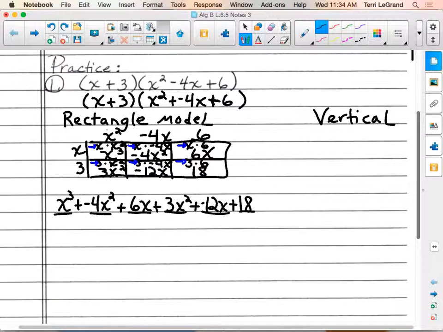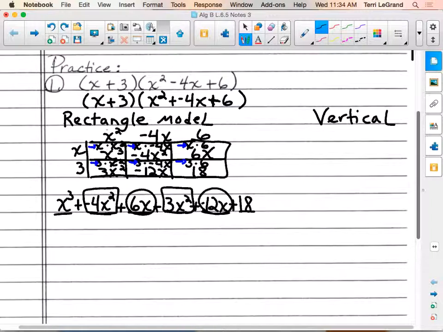Yeah, or what you can also do is you can just use a way to show that, you know what, these guys are like terms. I'm going to put a box around them. The x's are like terms. I'm going to put a circle around them to show that those got combined. Or you can just rewrite it rearranging it. Okay, that's another way.